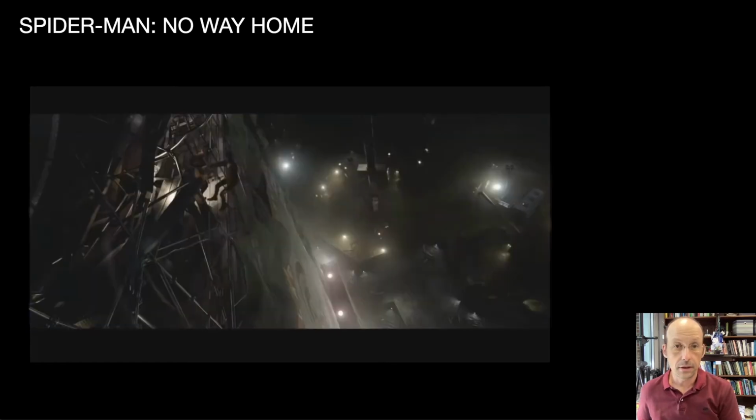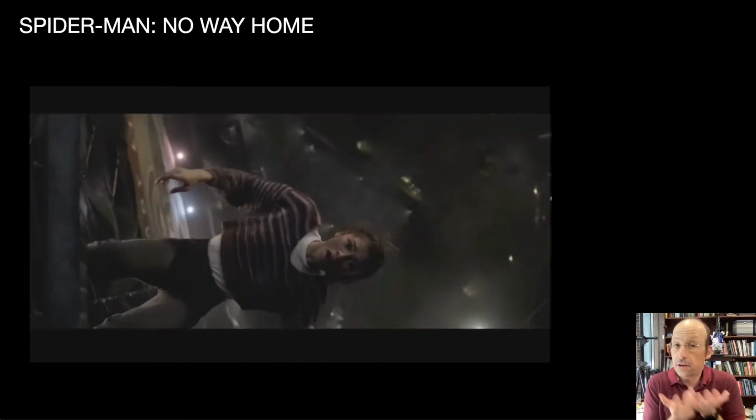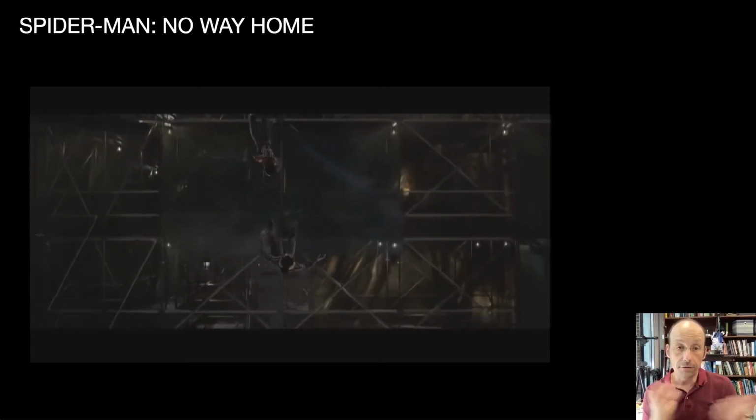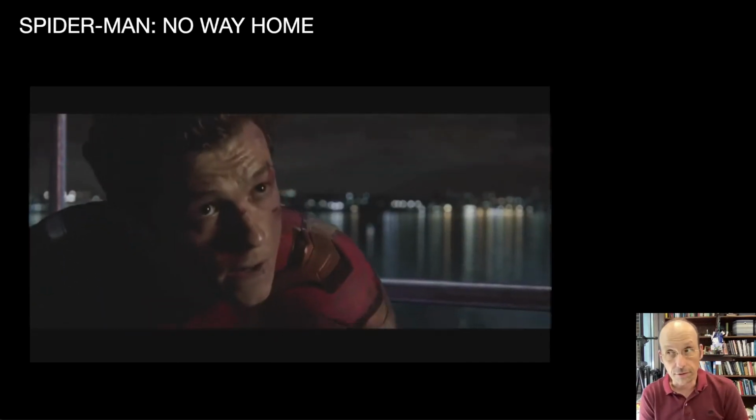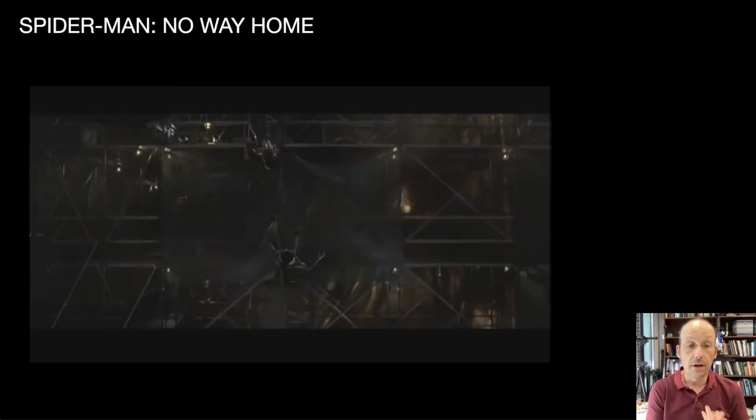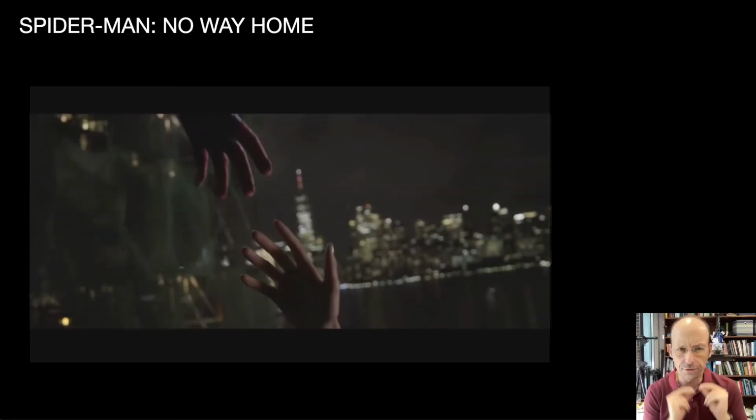Let's see. Okay, so in this, something's happening. There's Spider-Man. There's MJ. Spider-Man falls off. No, MJ falls off. Spider-Man jumps down to go get her, and then we don't see what happens. Of course, it's trailers, so they don't want to show you what happens.